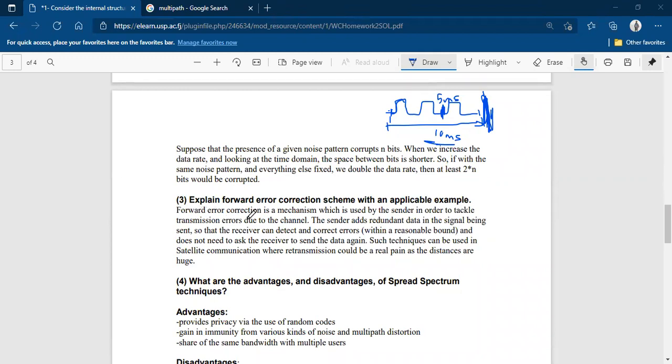So forward error correction is a mechanism which is used by the sender in order to tackle transmission errors due to the channel. The sender adds redundant data in the signal being sent so that the receiver can detect and correct errors, within a reasonable bound, and does not need to ask the sender to send the data again. Such techniques can be used in satellite communication where retransmission could be a real pain as the distances are huge.